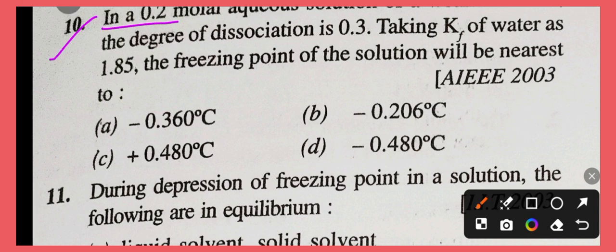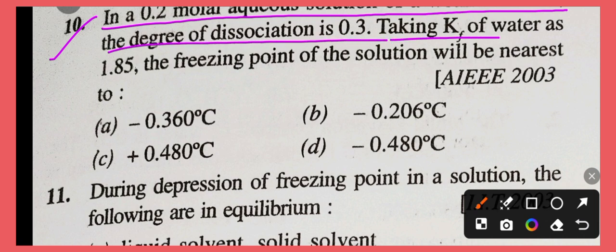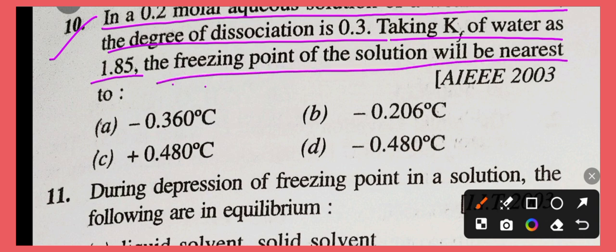Let's move to another question, that is question number 10. In a 0.2 molar aqueous solution of a weak acid HX, the degree of dissociation is 0.3, taking Kf of water as 1.85. The freezing point of solution will be nearest to. The weak acid is dissociated partially. The weak acid here is HX, which dissociates partially. Degree of dissociation given is 0.3.